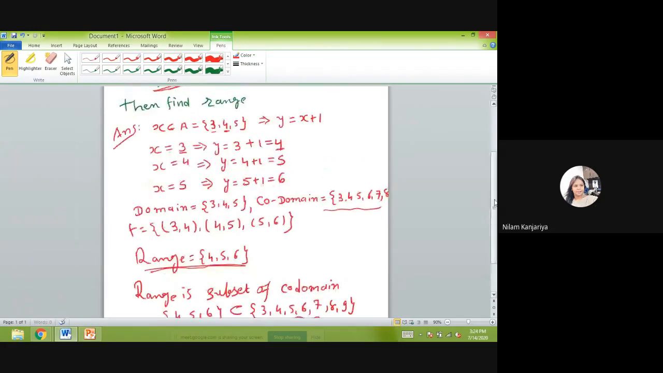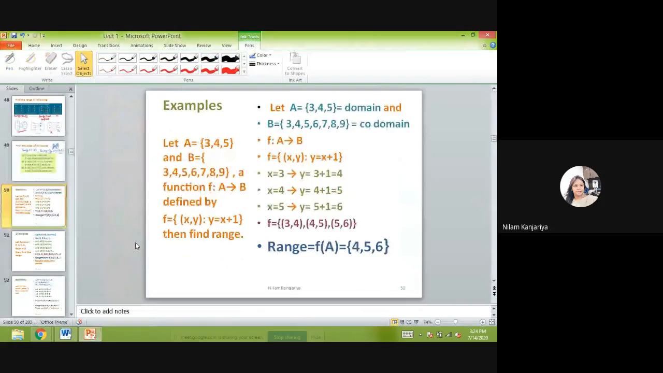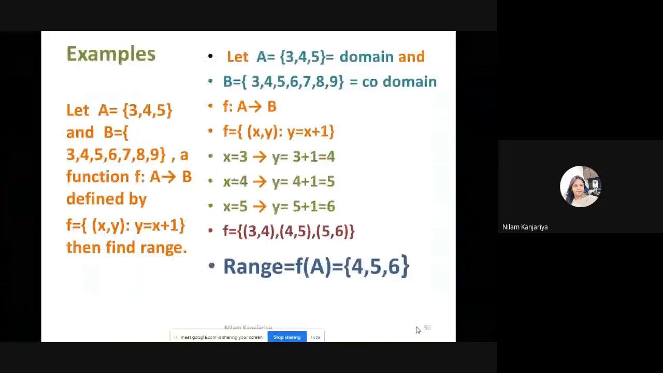So this is the example. Clear? Okay. Understand? Are you able to see now? The next.